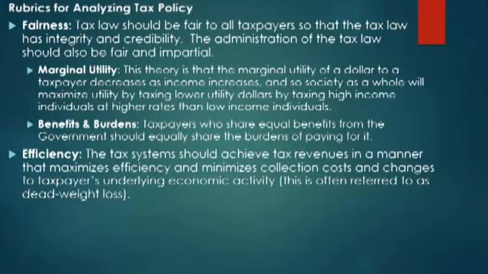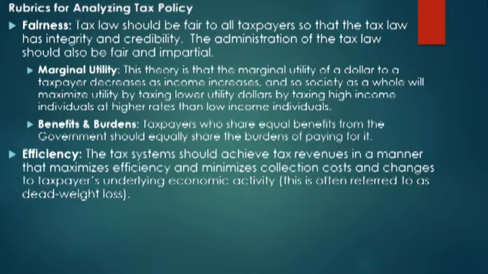And so there needs to be a justification for what the politicians are putting into place, at least for highly salient taxes or highly visible taxes. And so they do tend to fall back on these concepts. So efficiency argues that the tax system should achieve tax revenues in a manner that maximizes efficiency and minimizes collection costs and changes to taxpayers' underlying economic activity. This is often referred to as deadweight loss.